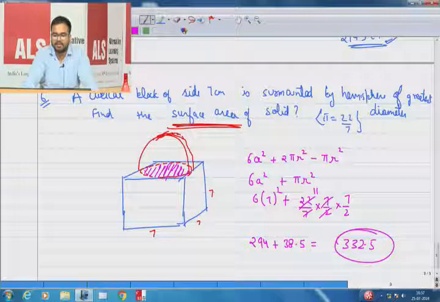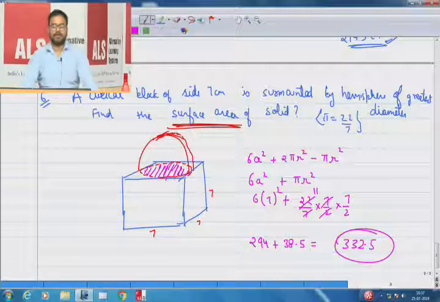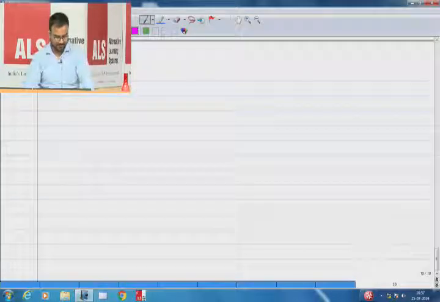Any doubt in this one? CC Pur, now? Clear है? Okay then. Now let us try the next question.